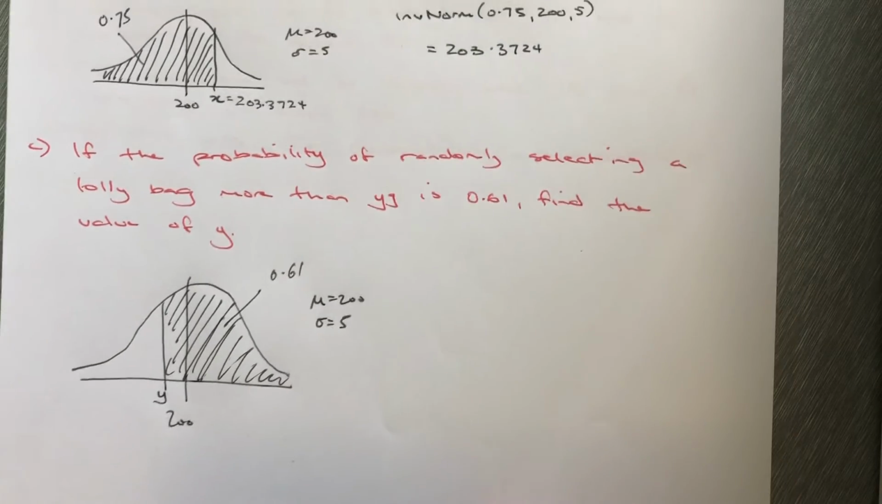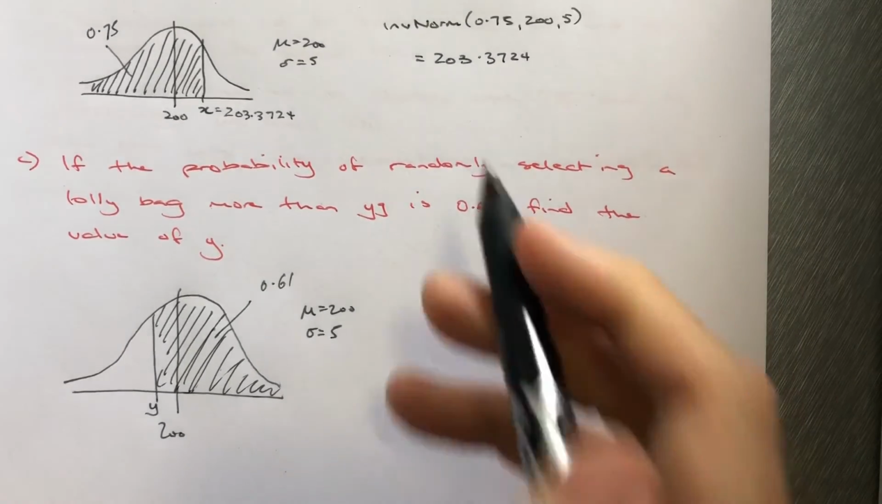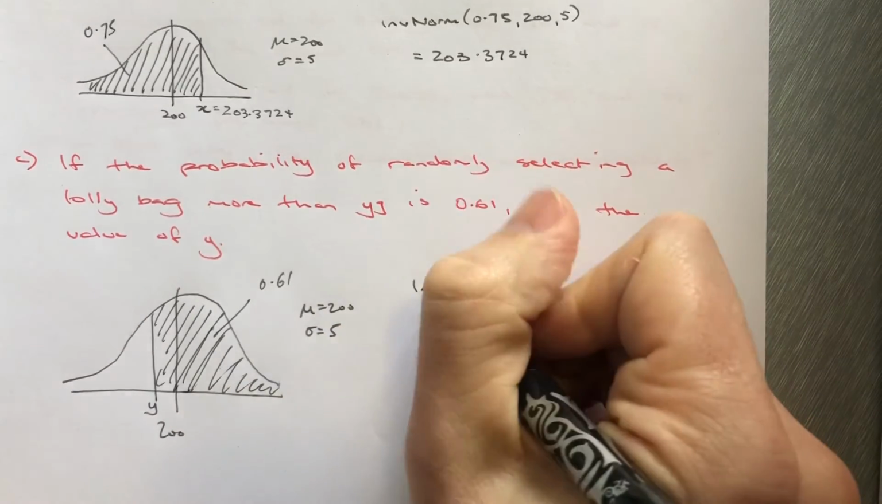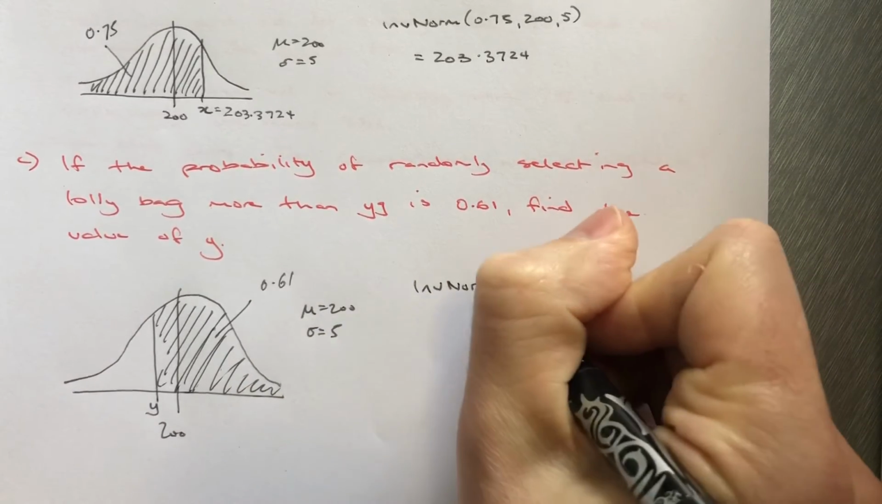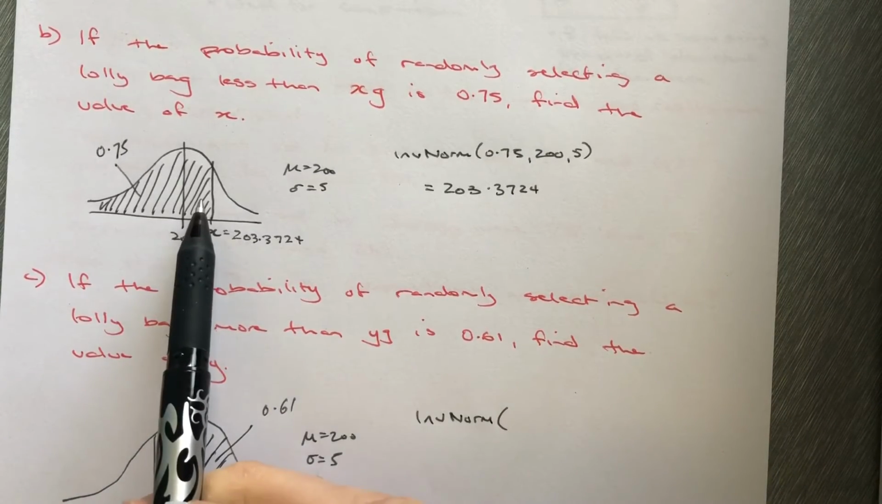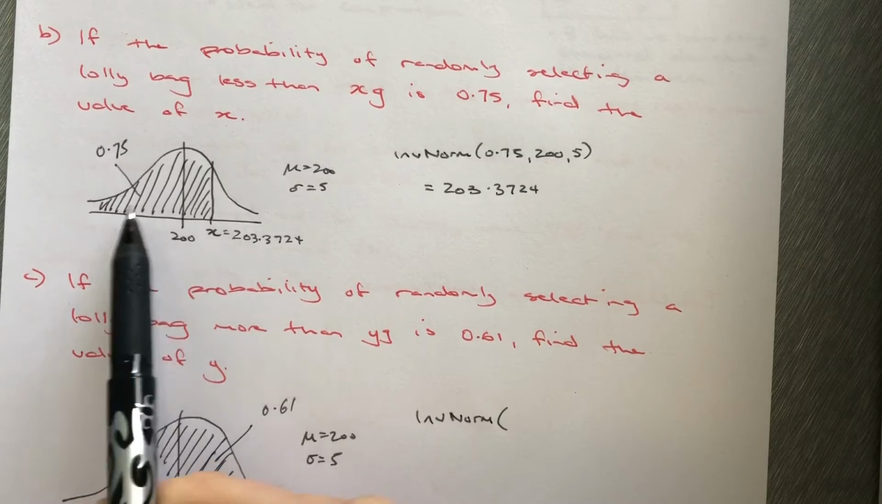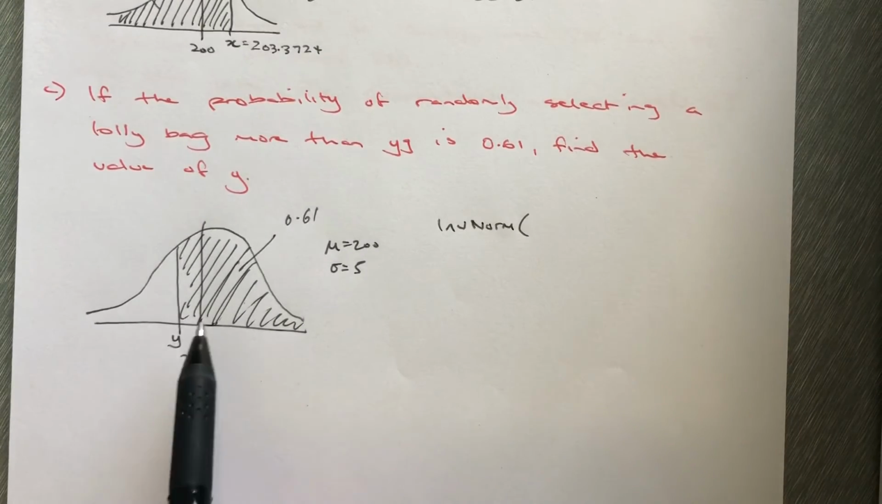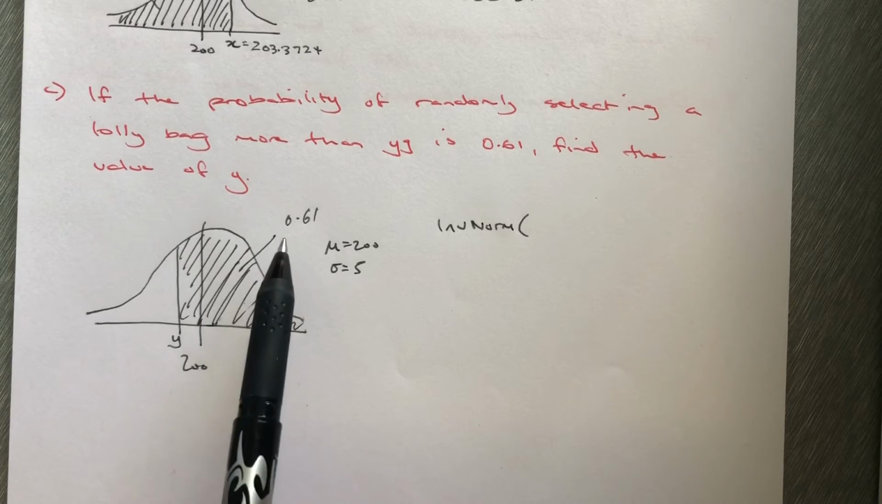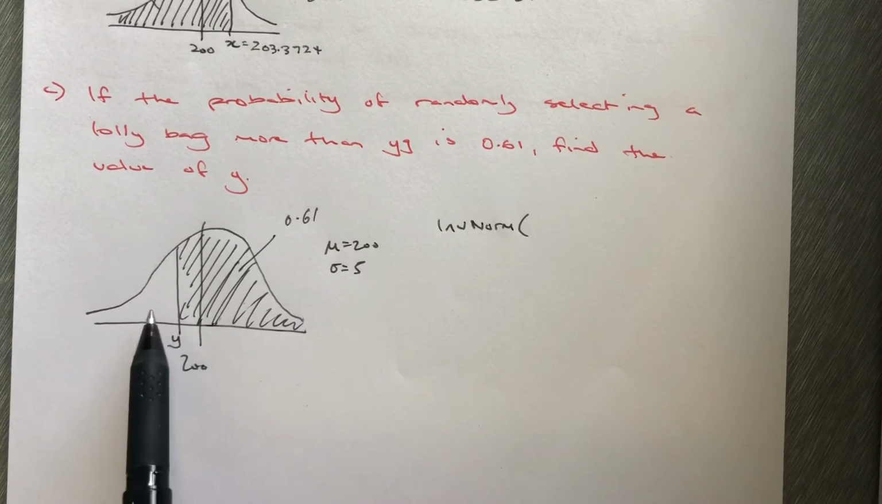Now, we're going to do the same sort of thing with our CAS, so it's going to be inverse normal because we're trying to find one of the values down here. Now this one up here, we were already given the probability of below that X value. This time here, we've been given the probability of above that Y value. We don't want the probability above, we want the probability below.